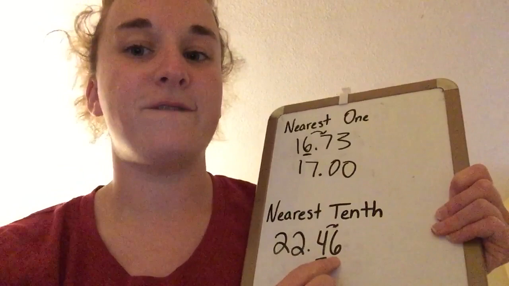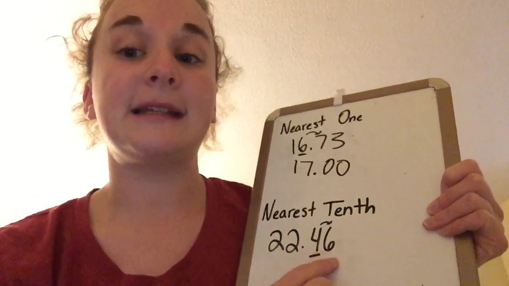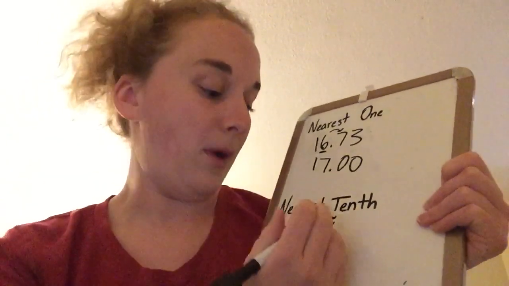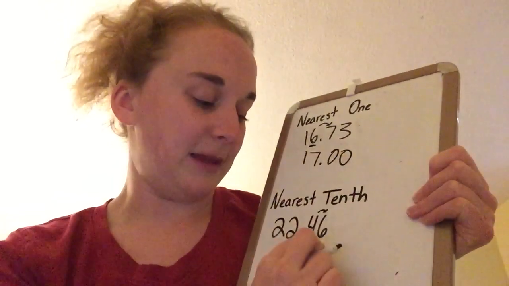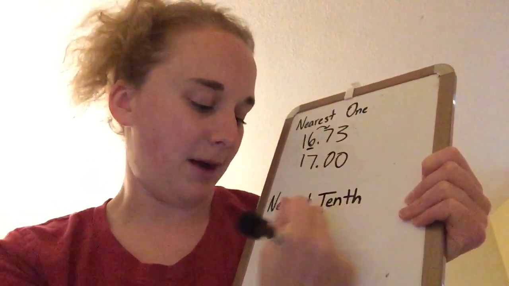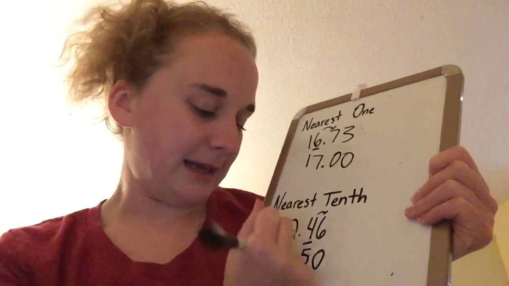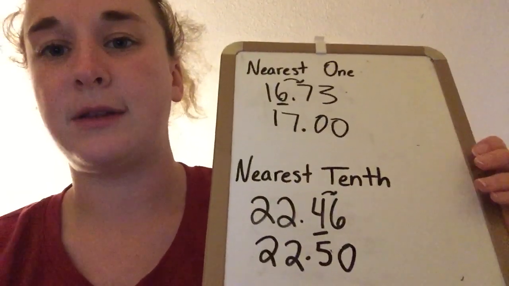I'm going to say, is that 5 or more or is that 4 or less? 6 is 5 or more. So the 4 is going to soar up 1 and become a 5. This place value becomes a 0. And the numbers before stay the same. So you have 22 and 50/100ths.